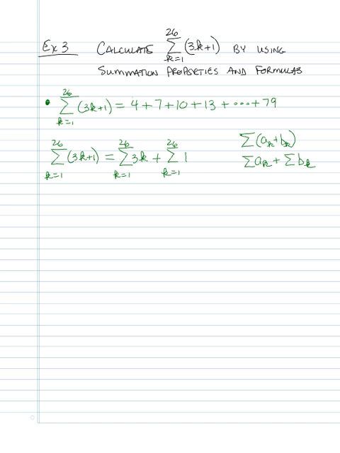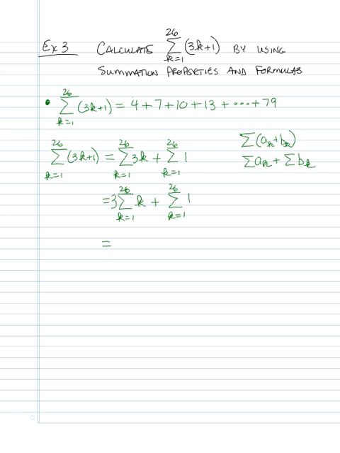Now, in the first summation, the sum of 3k, that's kind of like what we had in example 2. That 3 is a constant, and so we can factor that 3 out. Let's factor the 3 out, put it in front of the summation. So we have 3 times the sum from k equal 1 to 26 of just a k, plus the sum from k equal 1 to 26 of just a 1.